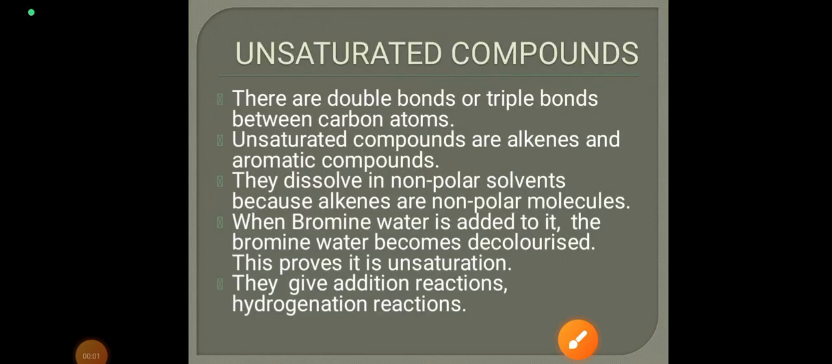Hi everyone, today let us learn about unsaturated compounds. There are double bonds and triple bonds between carbon atoms. Unsaturated compounds are alkenes or also aromatic compounds. They dissolve in non-polar solvent because alkenes are non-polar molecules. And when bromine water is added to it, bromine water becomes decolorized. This proves that there is a double bond in the compound, that is unsaturation, and apart from that they give addition reaction and also hydrogenation reactions.